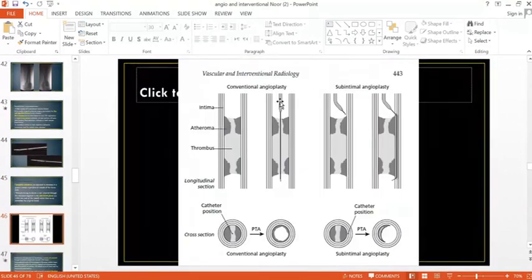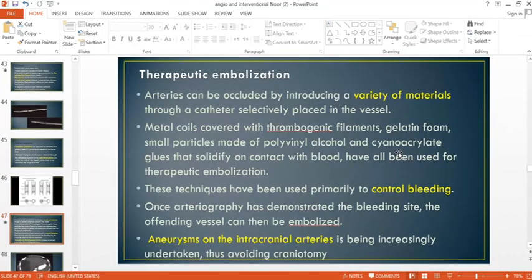So instead of normal angioplasty, which goes through the original lumen, subintimal angioplasty will go in the subintimal plane beneath the intima, dissect the vessel, and then dilate the segment. It is more useful in long occlusions or long stenoses.